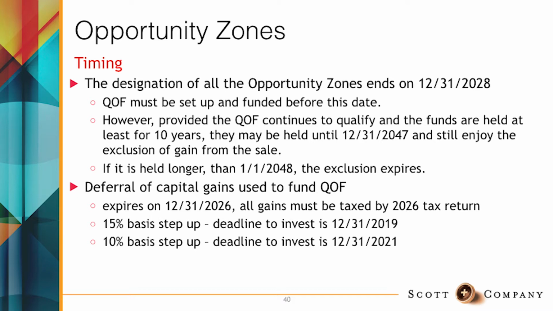But that being said, if you are set up and ready to go and you're all funded and you're invested by the year 2028, you can hold this up through the year 2047 and still take advantage of the tax benefits. But after the year 2047, midnight, January 1st, 2048, as the law sits right now, there's no more benefits. You're out of luck. If you haven't sold that property and realized that capital gain and taken the exclusion from it, then you're out of luck. So, we've got some time here to work on this, but that being said, you've got to pay attention to the timing.